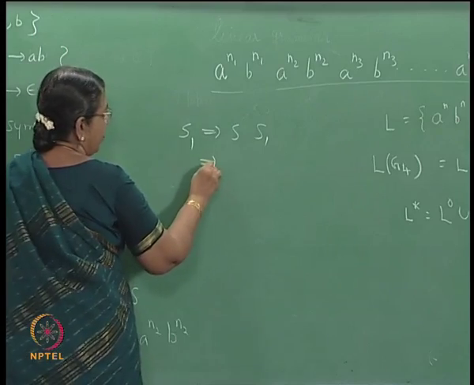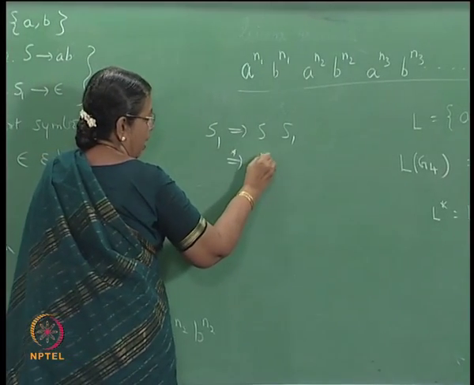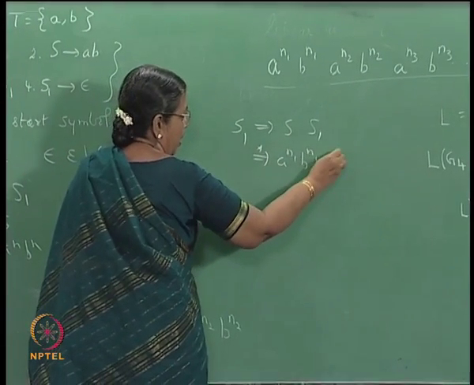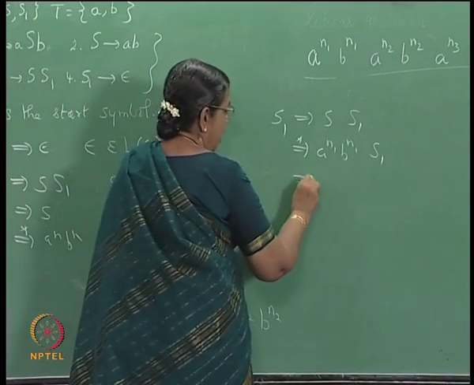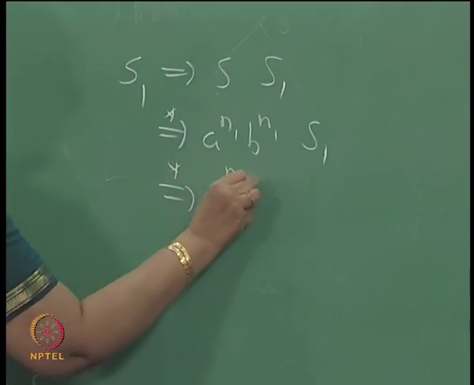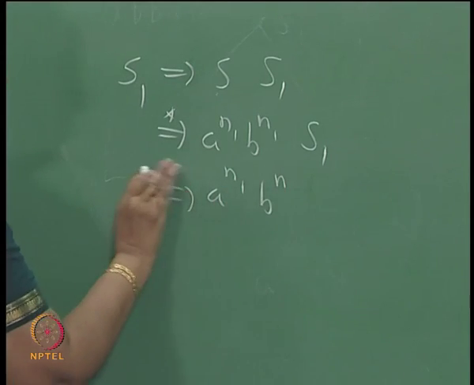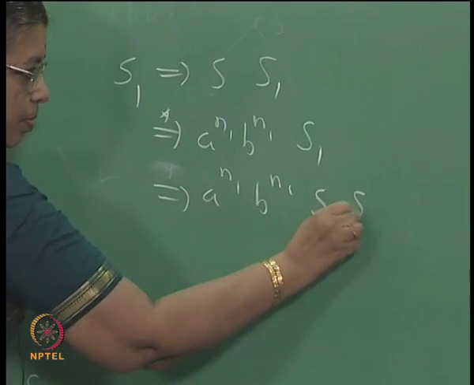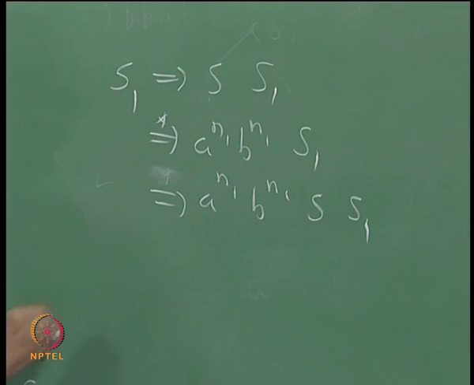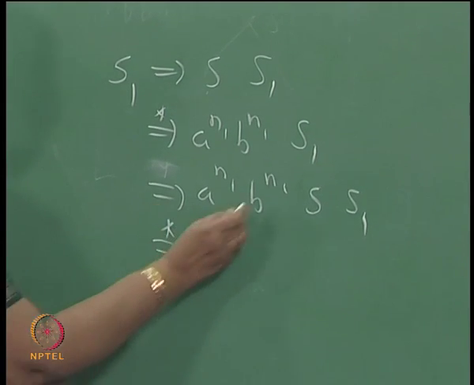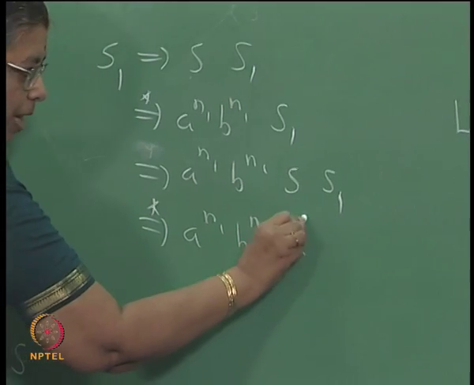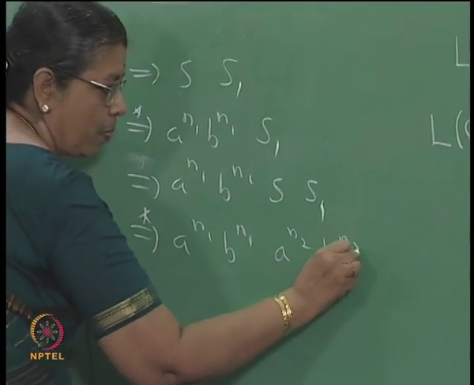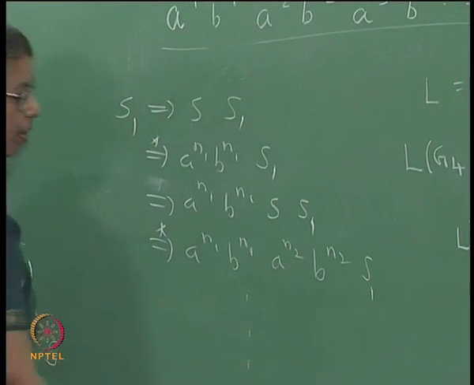Then afterwards from this I can derive a power n1 b power n1, right. Then I use S1. Then from this S, a power n2 b power n2 S1 and so on.